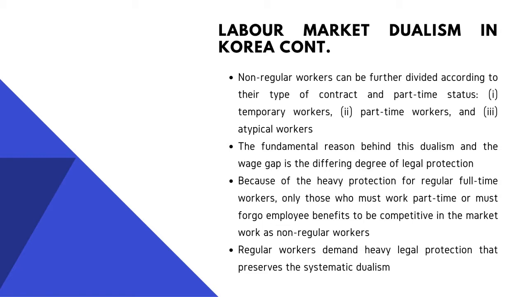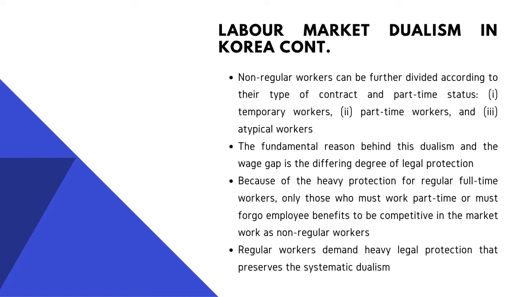Non-regular workers can be further divided according to their type of contract and part-time status. Korea's Ministry of Employment and Labor makes the following official classification: first, temporary workers; second, part-time workers; and third, atypical workers. Among temporary workers, fixed-term workers are those who are hired by a contract for a predetermined period without renewal, while open-ended contract workers can be rehired by renewal of the contract.